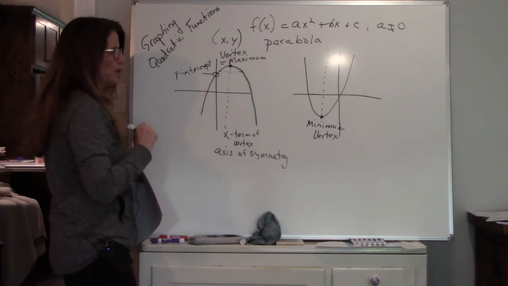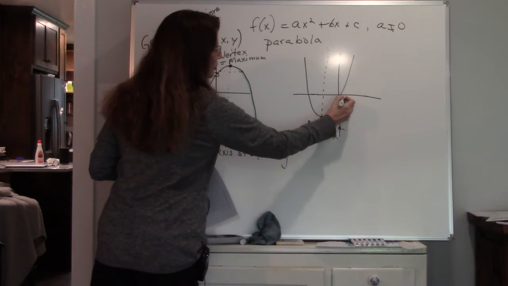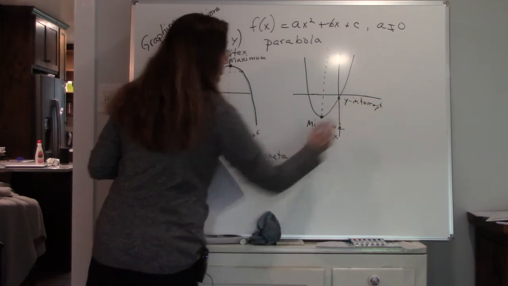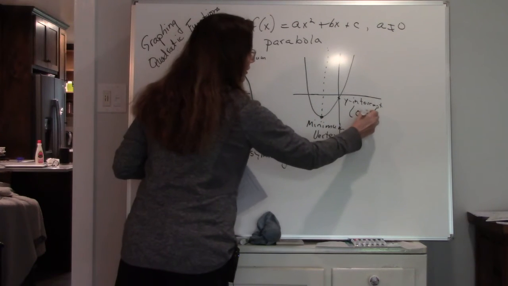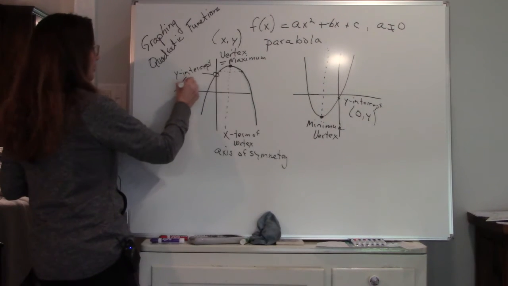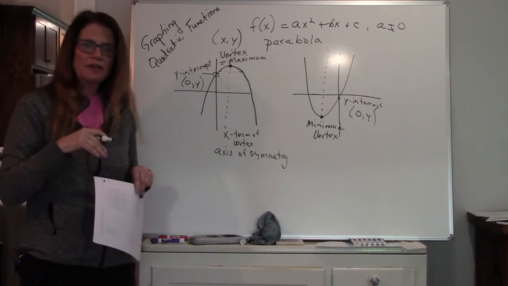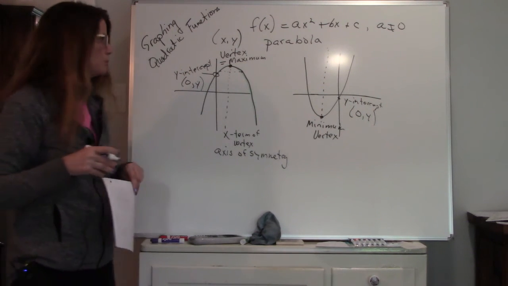Okay, so it's where it crosses the y. In this case, it crossed it down here. So the y-intercept is when your x value is 0. So it's just like when we did linear equations. The y-intercept is when x was 0.